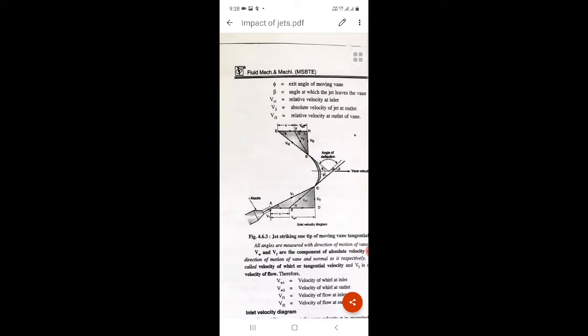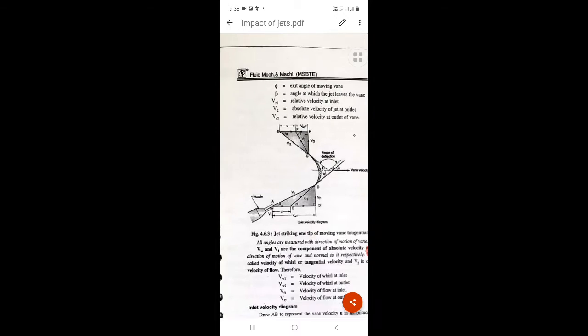So the jet striking on the blade has VF2, U, VW2. Here phi is the exit angle of the moving vane. Beta is the angle at which the jet leaves the vane. VR1 is the relative velocity at inlet, V2 is the absolute velocity at outlet, and VR2 is the relative velocity at outlet.